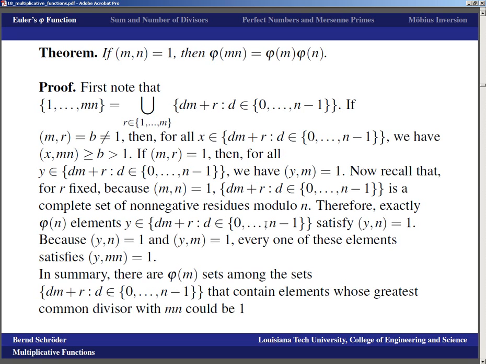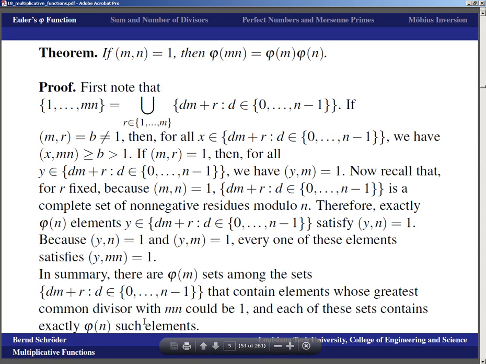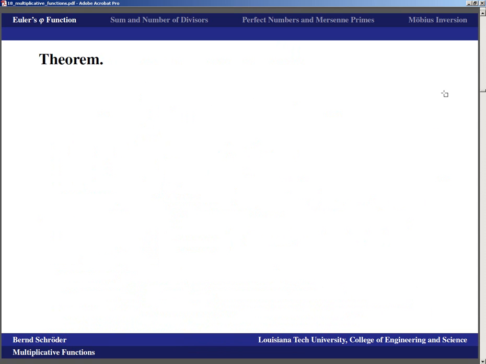And that summarizes it already, because there are phi of m sets among these sets that we have up here that contain elements whose greatest common divisor with mn could be 1, and each of those sets contains exactly phi of n such elements. So that means that the total number of elements in this set that have greatest common divisor 1 with m times n is phi of m times phi of n, which is exactly what is claimed up here. And that ends the proof.